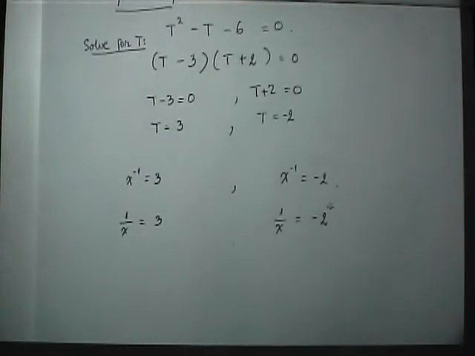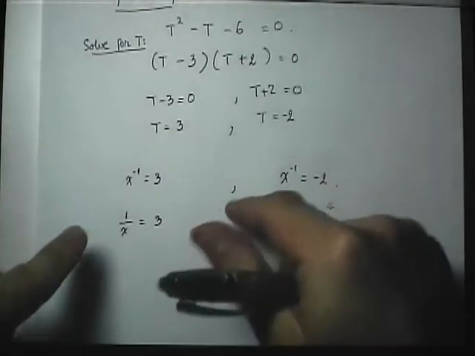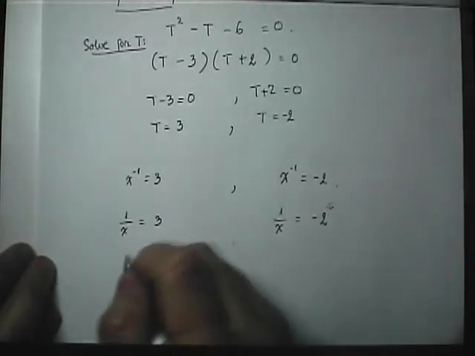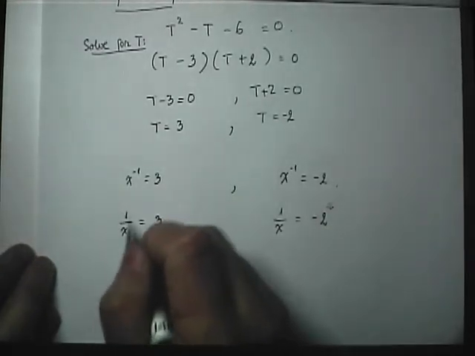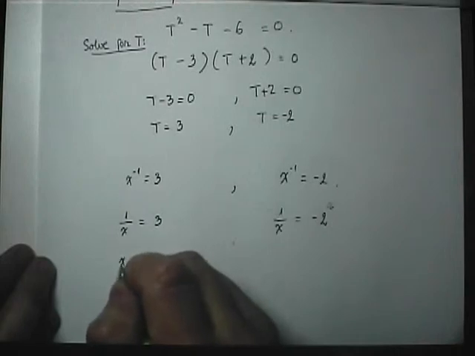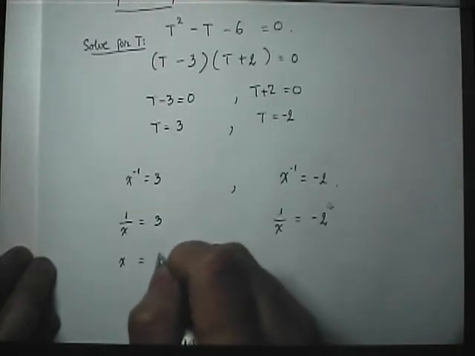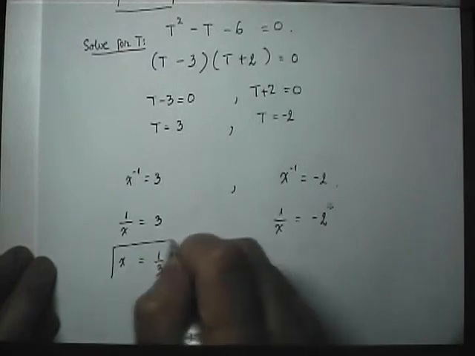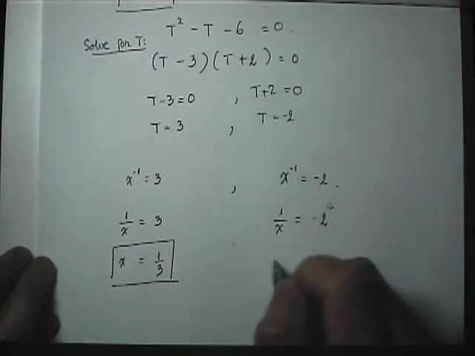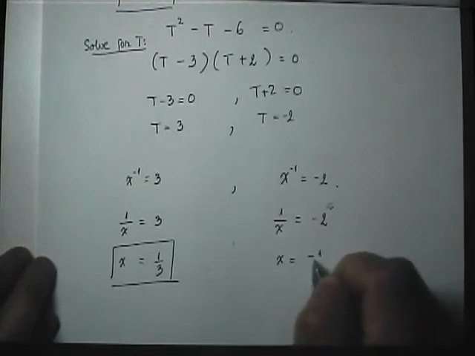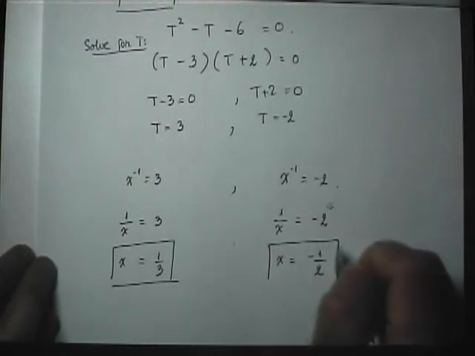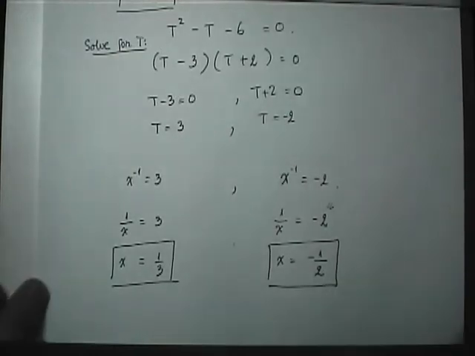So now to solve for x, all you have to do is take the reciprocal on both sides. Taking the reciprocal on the left-hand side, I have x equals the reciprocal of 3 over 1, which is 1/3. So x equals 1/3. On the other equation, taking the reciprocal of both sides, x equals negative 1 over 2. And that's how I end up with the two solutions of the equation.